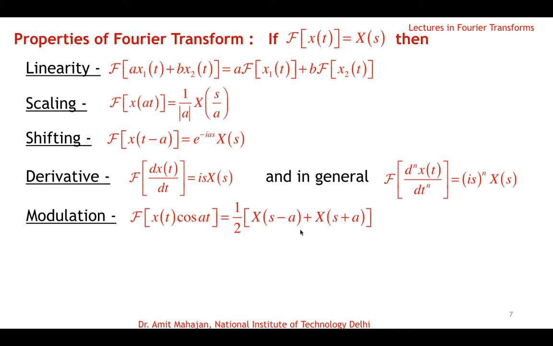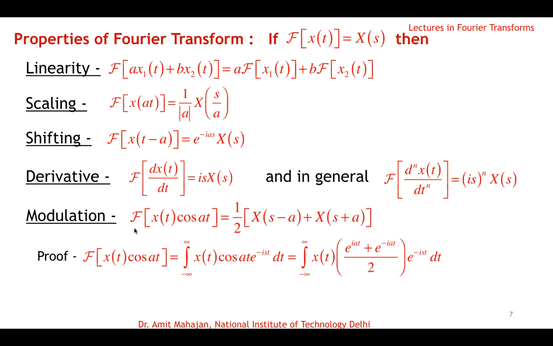This is something new which was not defined in Fourier series, so I'm giving a proof of this. Take the Fourier transform of the left hand side. By definition, the Fourier transform of any function is the integral from minus infinity to infinity of that function multiplied by the exponential e raised to power minus iota s t, integrated with respect to t. Because the cosine function can be written in terms of an exponential sum, cos(at) we can write as (e raised to power iota at plus e raised to power minus iota at) by 2. So we just convert this into exponentials.